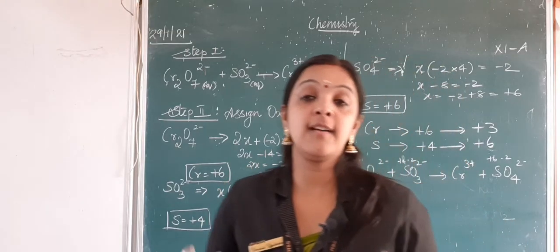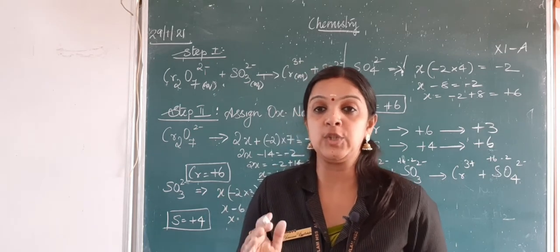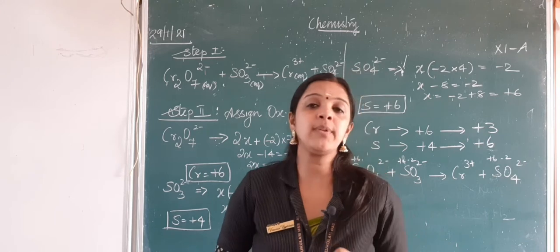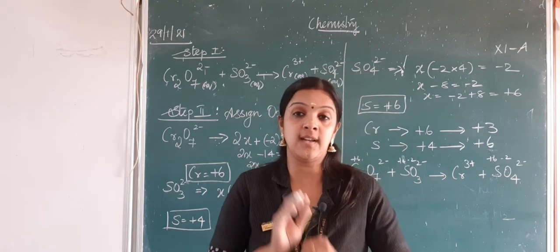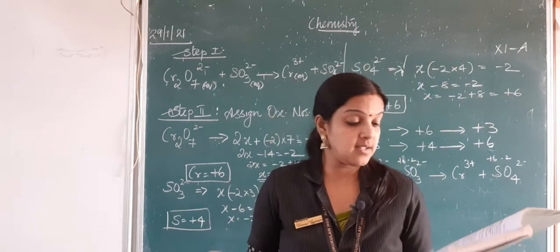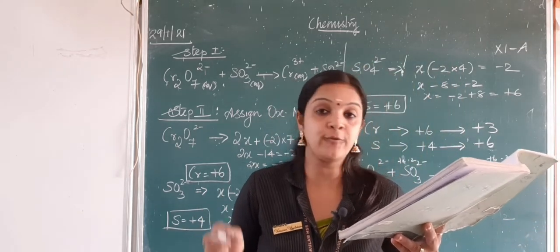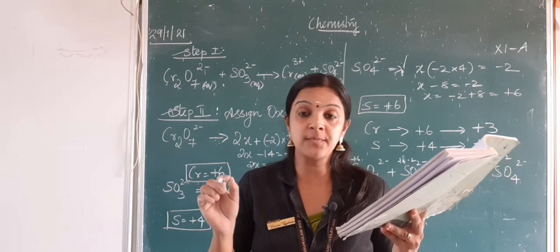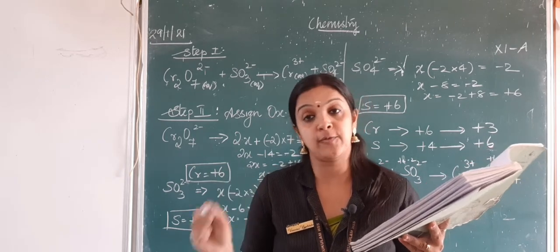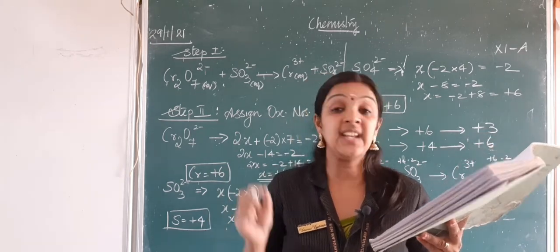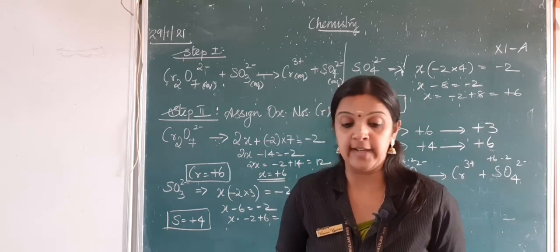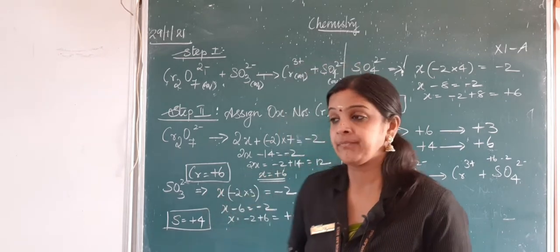We are going to learn how to balance the redox reaction using the first method, that is the oxidation number method. It's a very simple method, children, and often asked in our exam. I'll just read the question. It's given: write the net ionic equation for the reaction of potassium dichromate K2Cr2O7 with sodium sulfite Na2SO3 in acidic medium to give chromium ion and sulfate ion. So this is the question given.